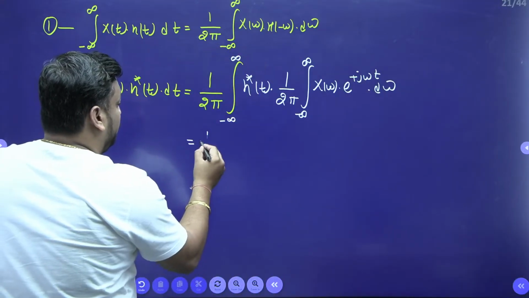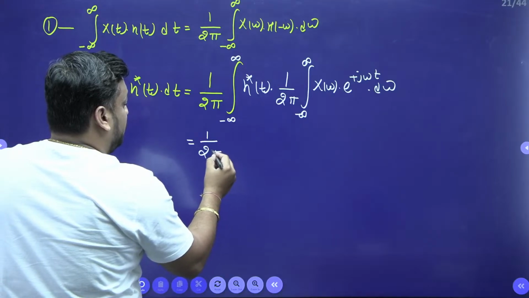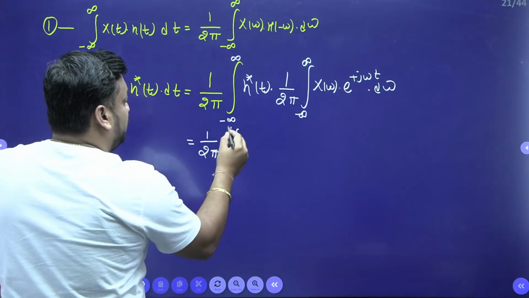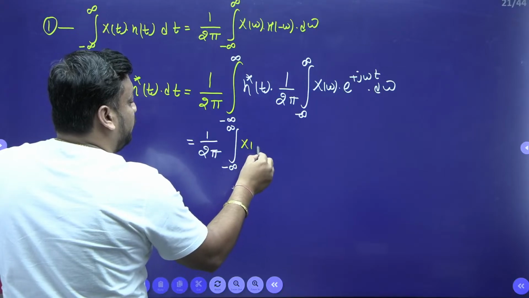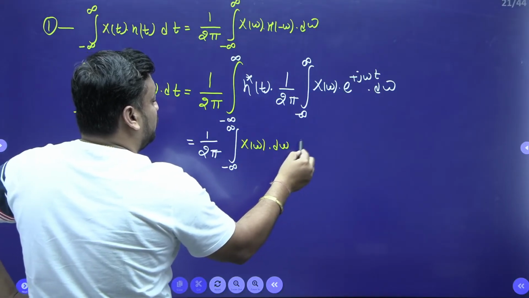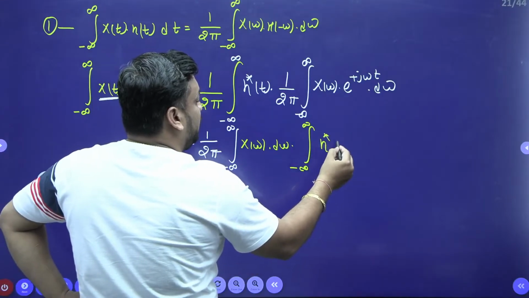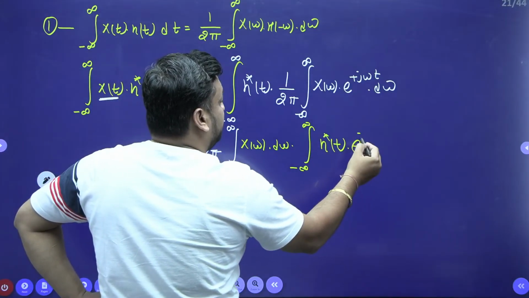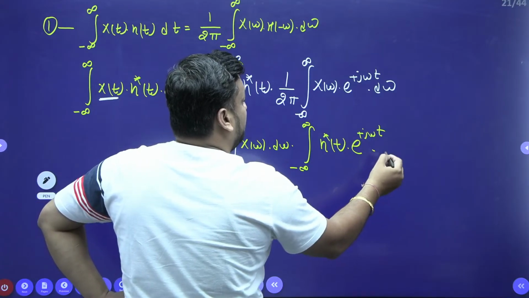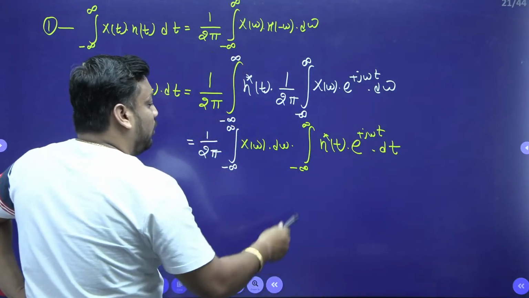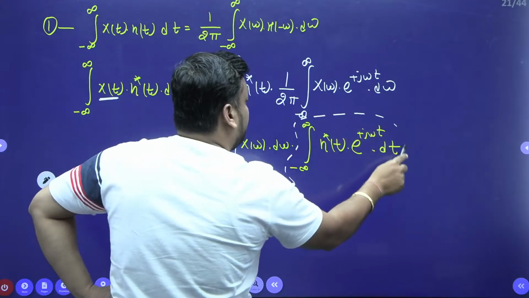Now what should I write? Should I write 1 upon 2 pi outside? Yes, outside, minus infinity to infinity. I am arranging x of omega first. I am arranging d omega also, and the rest of the part I will arrange here. So here I am arranging h conjugate of t into e to the power plus j omega t into dt. Yeah. Now tell me, this will give you what? This will give you what?